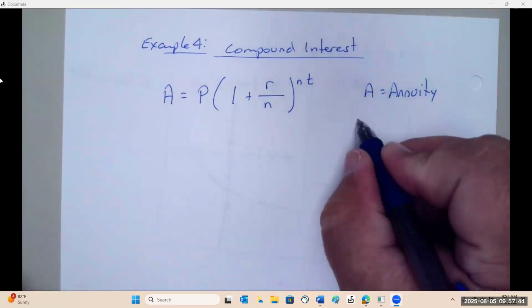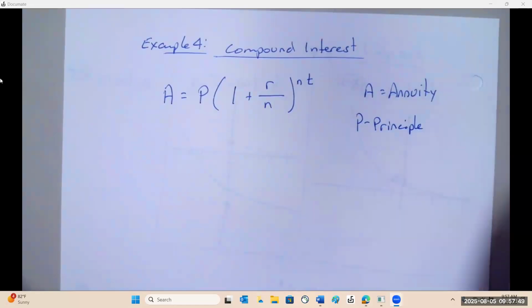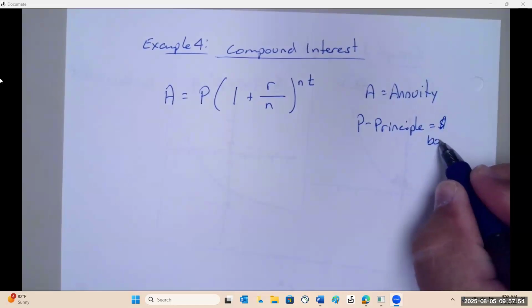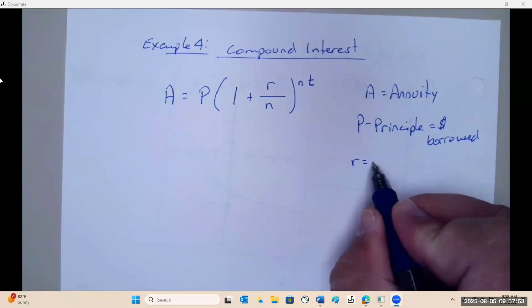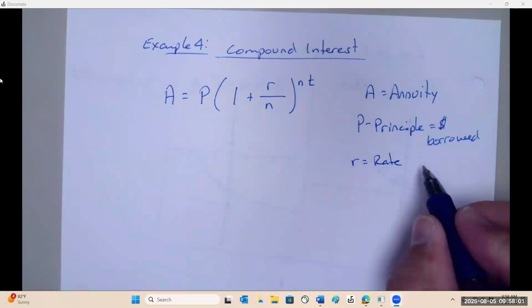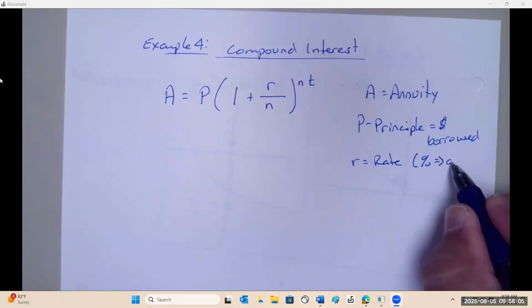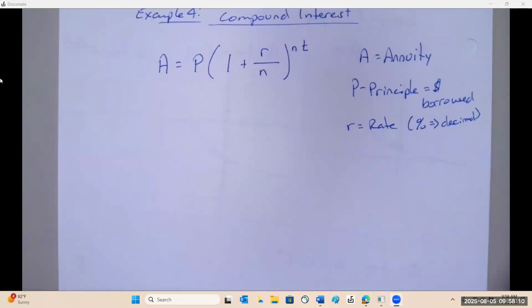So P is the principal. That's the amount borrowed. R is the rate at which you borrow it. It's going to be given in percent, but you have to convert it to decimals. 6% interest rate or 10%. Nowadays, it's like 20, 25% interest rate, which is criminal.